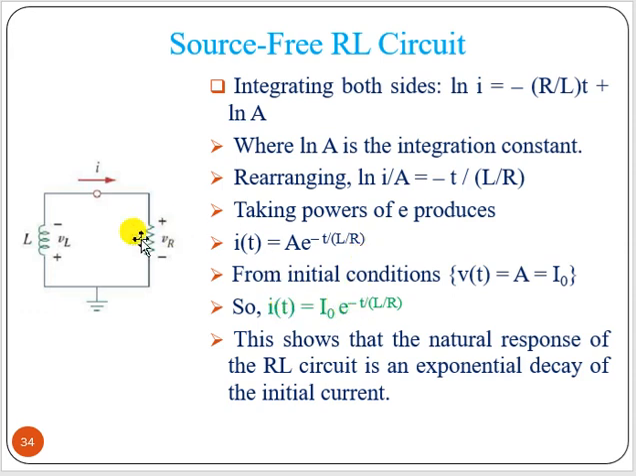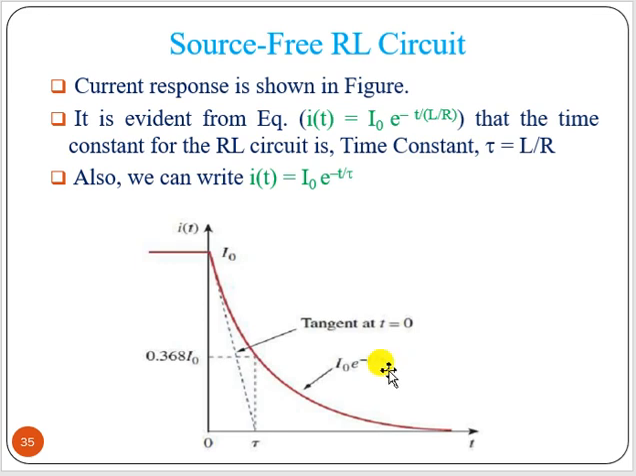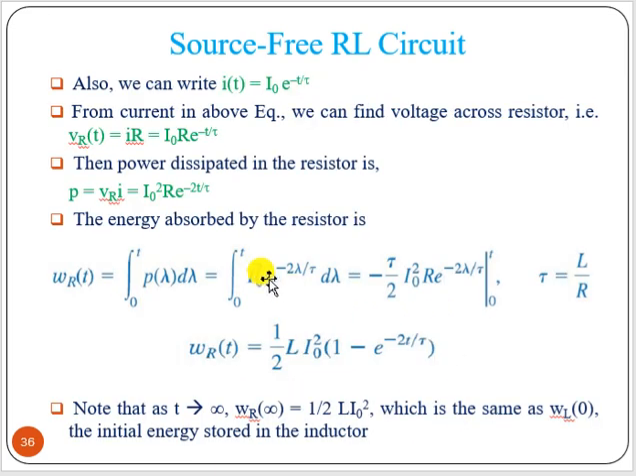Otherwise, in case of the capacitor, that is a voltage. In case of the inductor, that is the current. So here we can see the natural response of the RL circuit is an exponential decay of the initial current I0. Similarly, if t equal to tau, then it will reach 36.8%, and for 5 tau it will reach almost 0. Then similarly we can find the value of VR, the voltage drop across R, that is I into R. So I0 R e to the power minus t by tau.